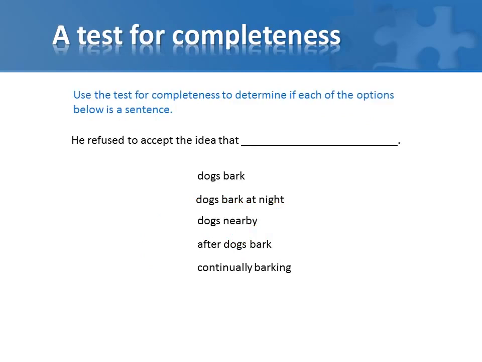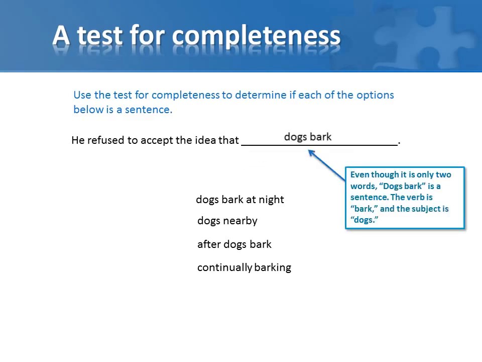One way you can check for completeness for a group of words is to try plugging it into the sentence below. He refused to accept the idea that. If what follows makes sense, then what you have is a complete sentence. But if the resulting sentence doesn't make sense, then what you have is not a complete sentence. So let's try out our first example. Dogs bark. He refused to accept the idea that dogs bark. This makes sense, and even though it's only 2 words, dogs bark, it is a complete sentence.